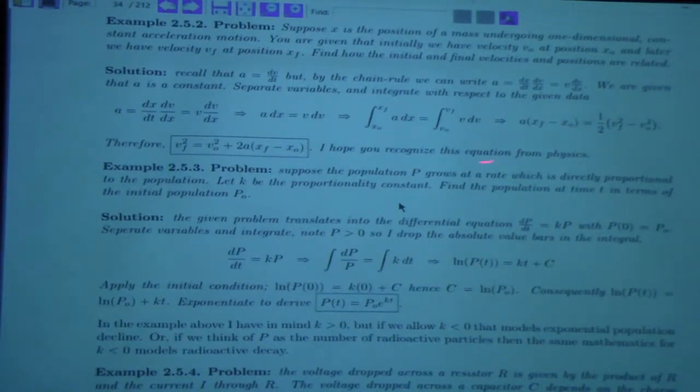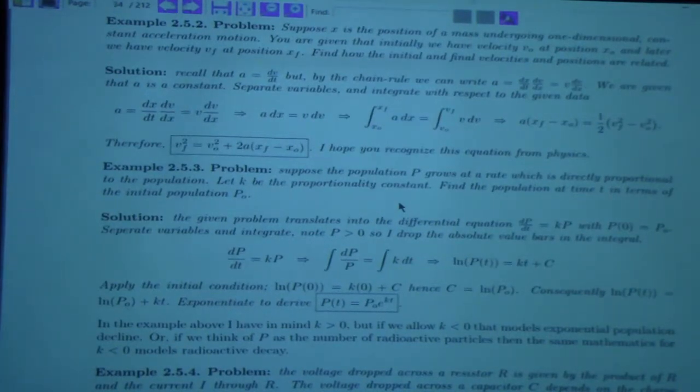This example we did already. First day, I think I did this example. We'll talk about the second one. Suppose that the population grows at a rate which is directly proportional to the population. Maybe you worked this in calculus too when you talked about differential equations. If the rate of population growth is directly proportional to the population that's there, we get what's called exponential growth. So this model is good for bacteria in a petri dish or something, small isolated populations which don't have problems with what's called carrying capacity.